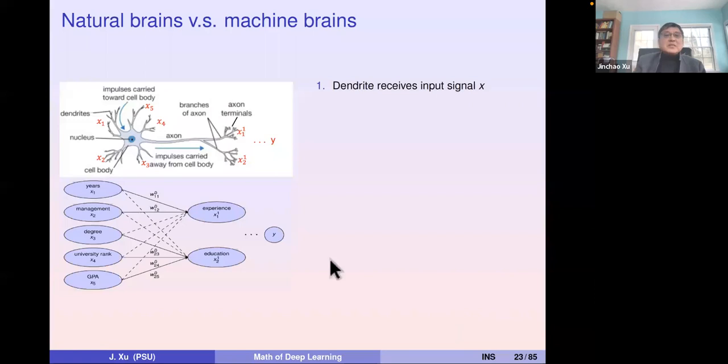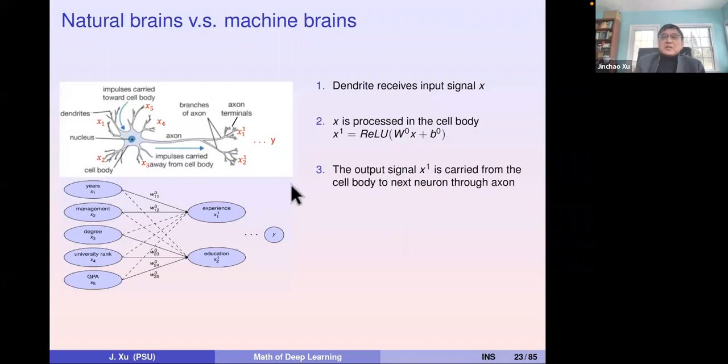You would argue that some information comes in, from the signal X. The dendrite will receive the signal, and this will be processed in the cell body. Now there's some kind of activation in the brain to make some decision. You go to the next layer, and the next layer, you carry through to the next one. So you just repeat. There are layers of lots of neurons in the brain at different layers.